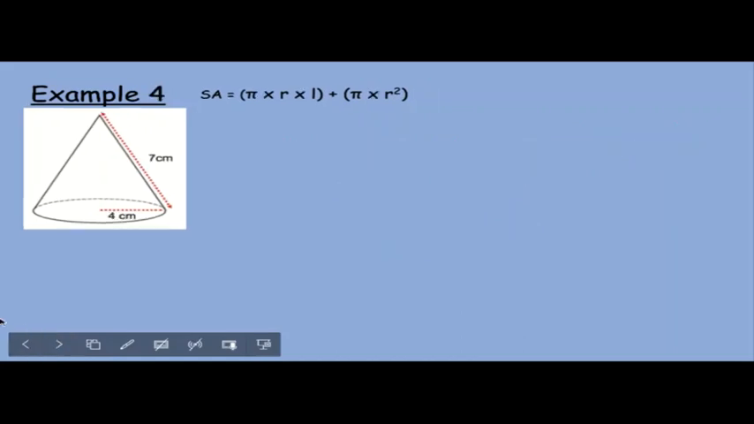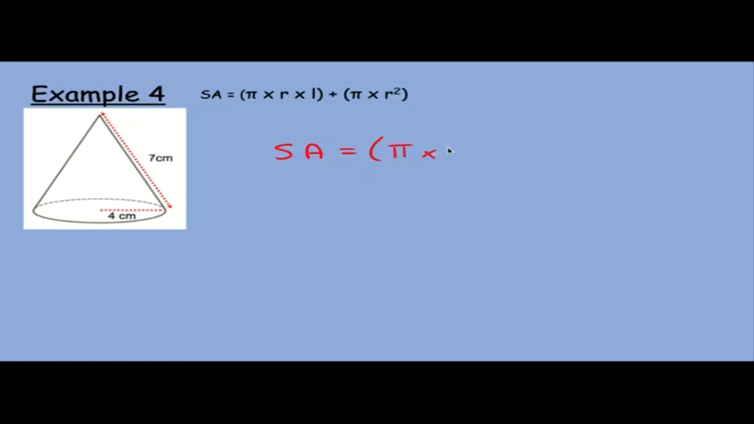So here's our last example now. So again, just rewrite the formula by putting in our actual numbers. So we've got pi multiplied by r, which is 4, times the slant height of 7, plus pi times 4 squared.